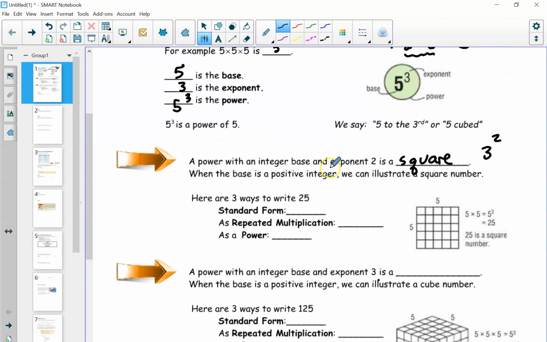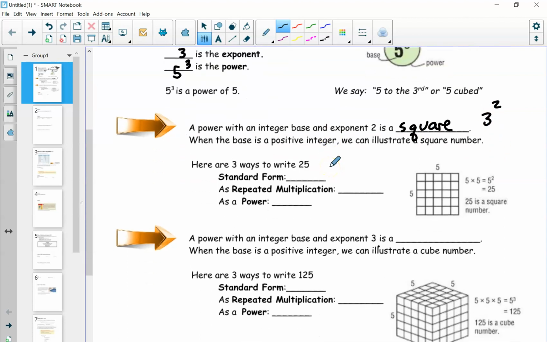Let's look at the number 25. Okay, there's 3 ways to write 25. In standard form, basically it's just the number repeated, so that's 25. How are we going to get 25 by multiplying the same number by itself, the same factor? Well, that would be 5 times 5, all right? But if we're going to write that as a power, then we would have to write that as 5 to the power of 2, or 5 squared.